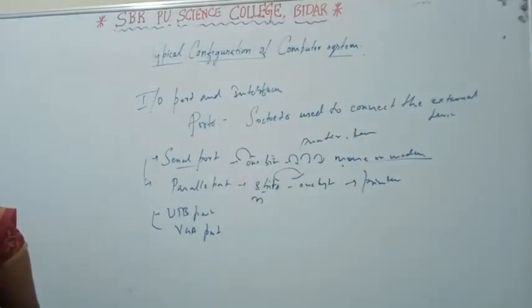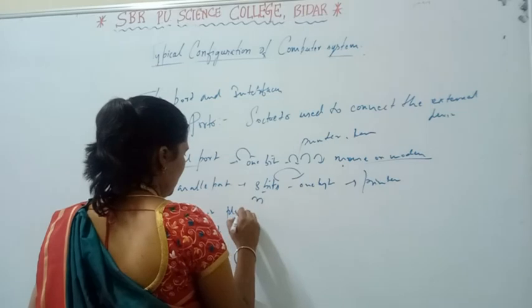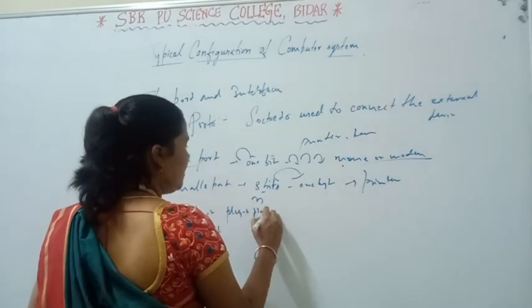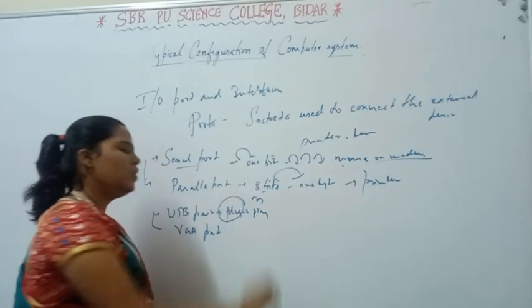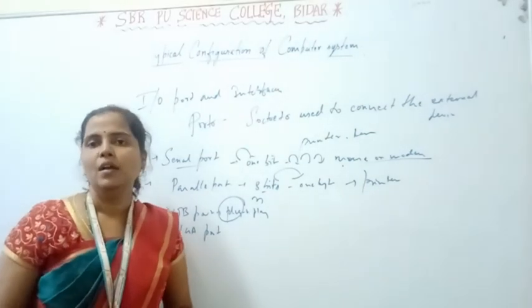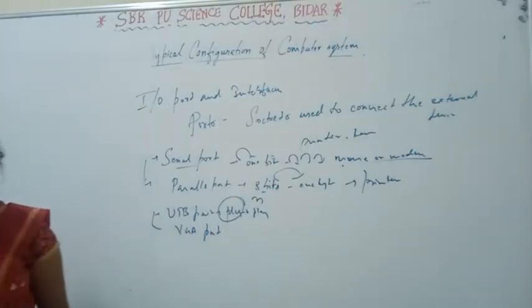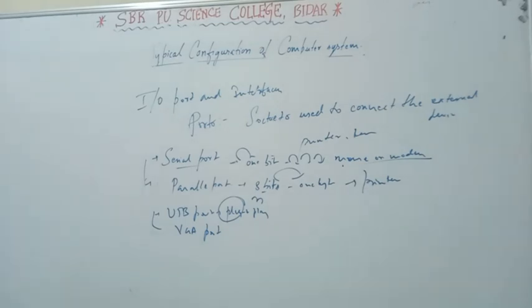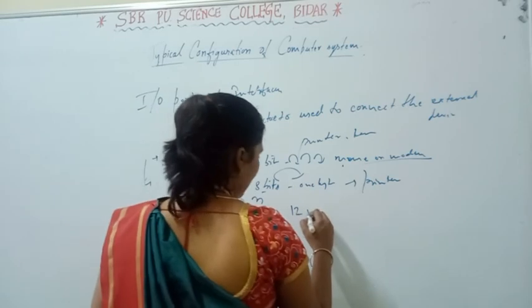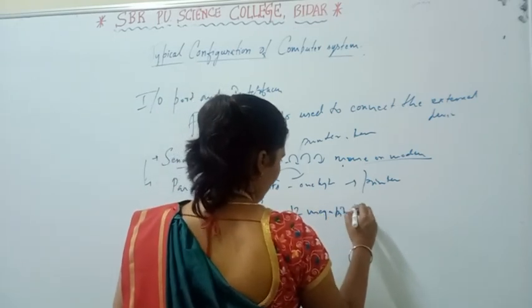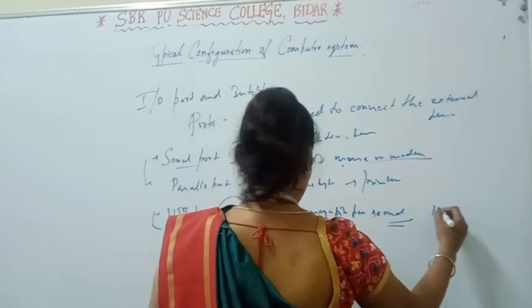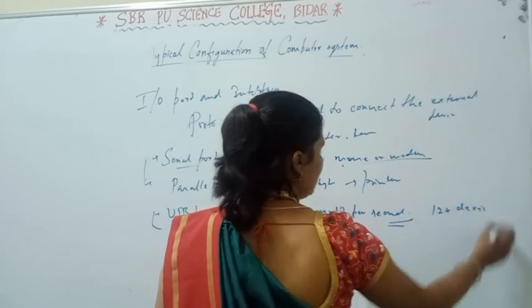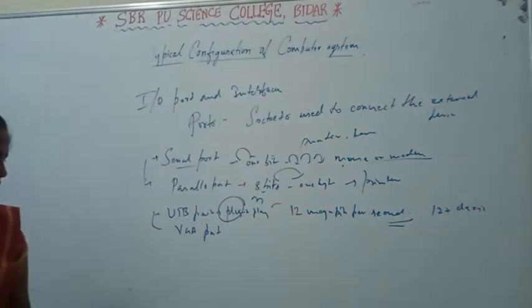So USB port. USB is a plug and play interface. We plug it in and then we can play it. Whenever we plug in the USB, only then can we access or share the data. So that is a plug and play interface. Here the speed of the data is 12 megabits per second. And the USB can support 127 devices at a time. This is the capacity of a USB port.